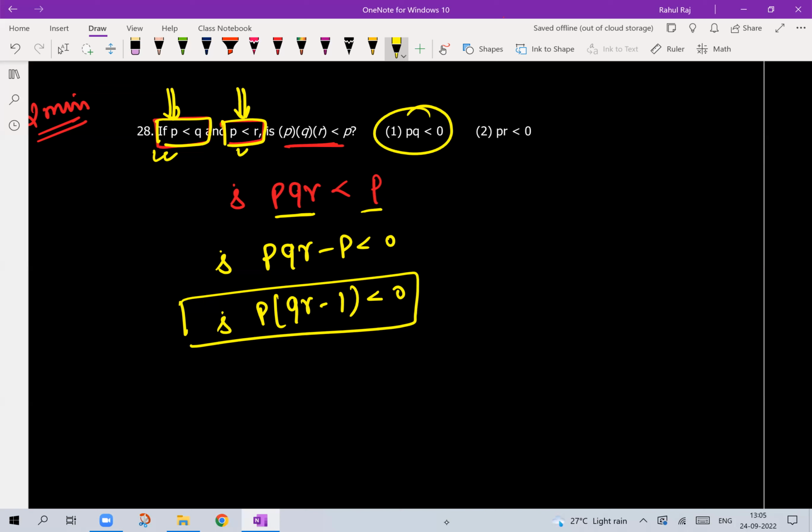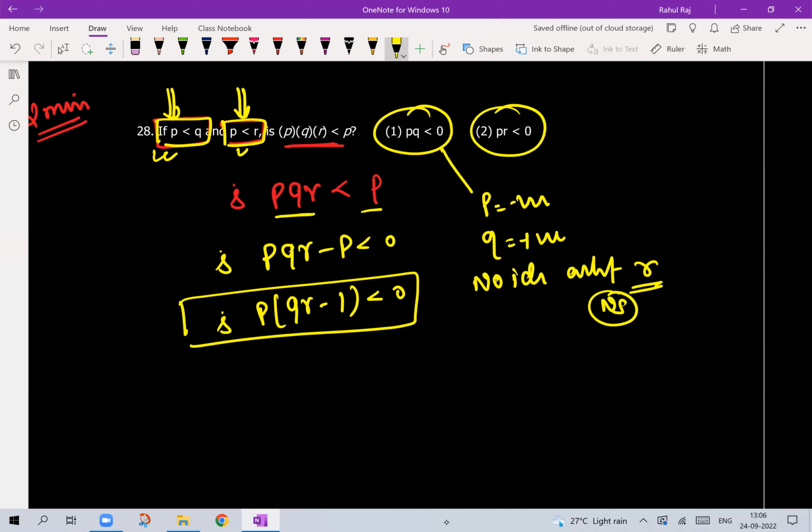And what is given to me in the information, that P is less than Q? Can I say for a fact from statement number 1 that P is 100% negative and Q is 100% positive? Any doubt? Because I know that if PQ is less than 0, P and Q are of opposite sign, and the information says P is less than Q. So 100% P would be negative and Q is positive. But from statement number 1, I have no idea about the sign of R. So I can say not sufficient.